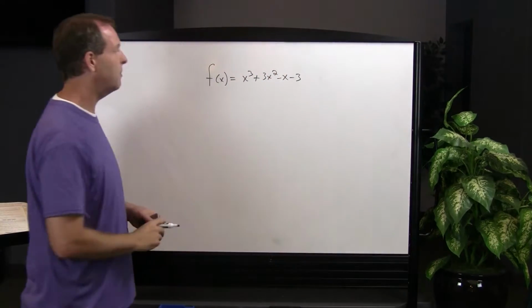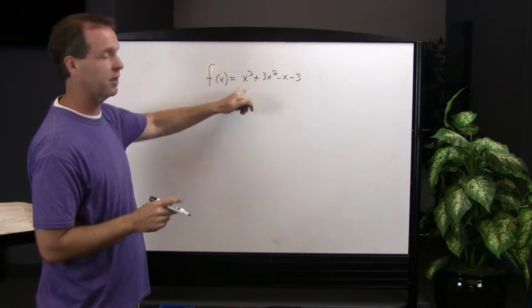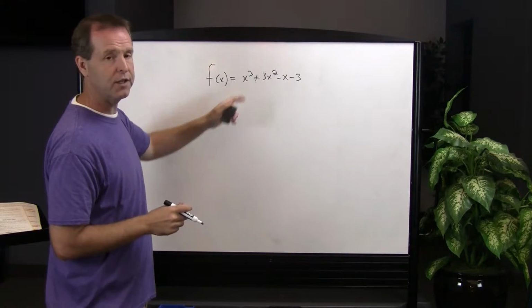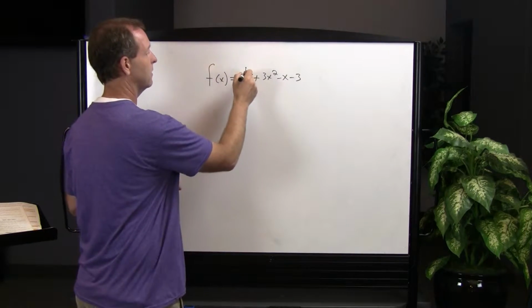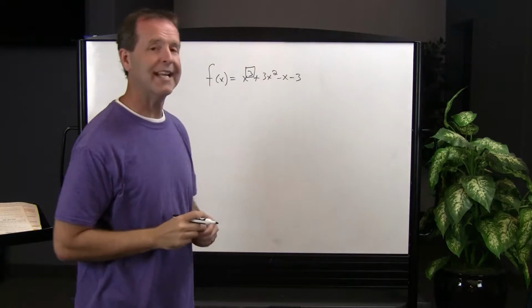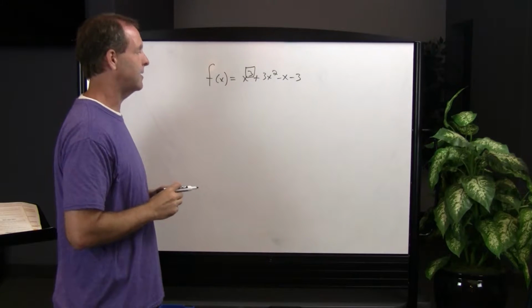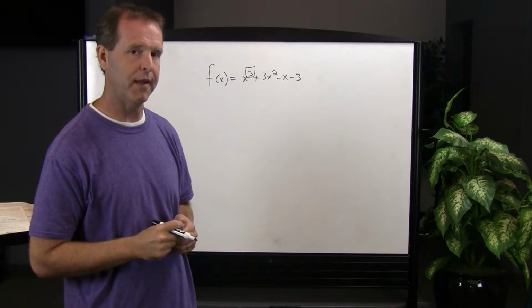How we determine that is we want to identify two things on a particular function. Is the leading coefficient positive or negative, and what's the index of its highest term? In this case, it's a cubed term. Those two things tell us a couple of things.